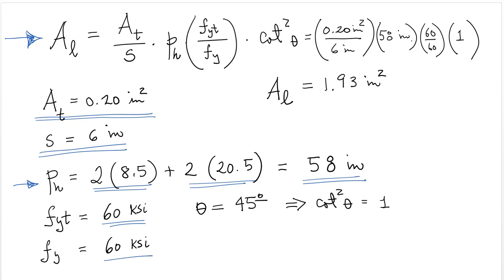60 ksi for both longitudinal and transverse reinforcement. So this ratio here becomes 1, and theta being 45 degrees, cotangent of theta squared is 1, and our final number for the required amount of longitudinal reinforcement is 1.93 inches square.